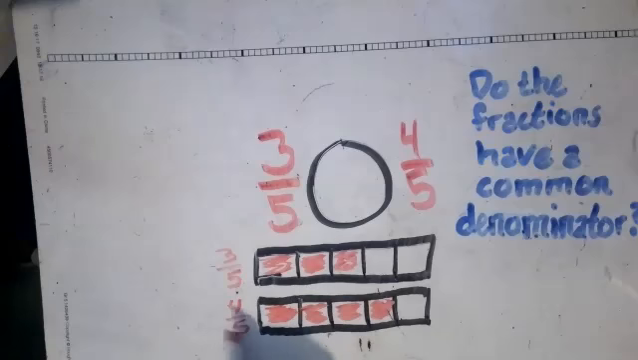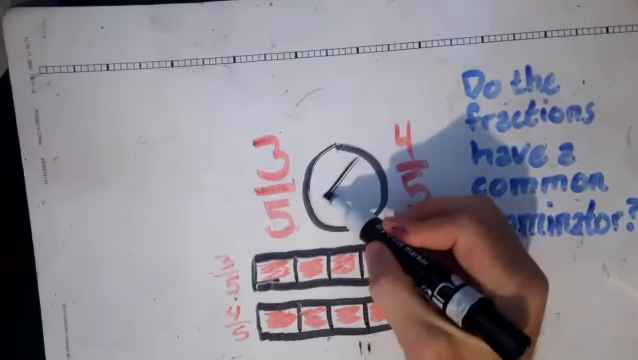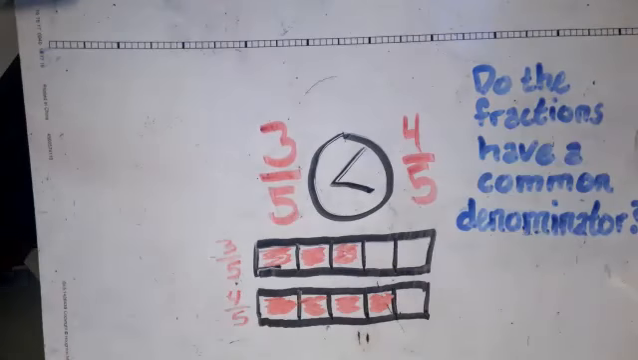have 4 of those pieces in 4/5 and only 3 of those pieces in 3/5 lets us know that 3/5 is less than 4/5. 4/5 is greater than 3/5. So by having a common denominator, all we have to do is look to see which numerator is greater.